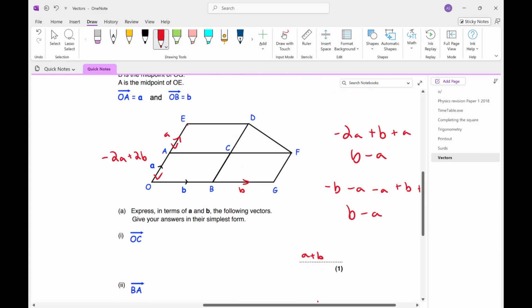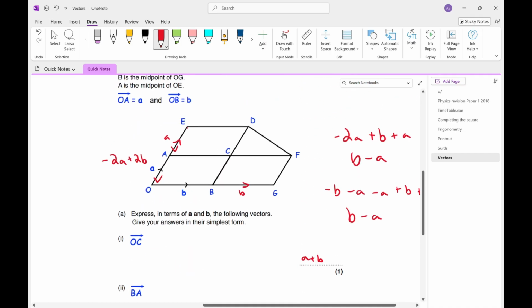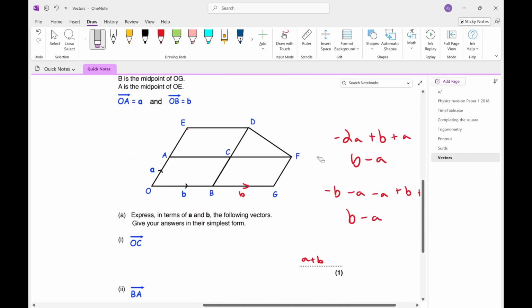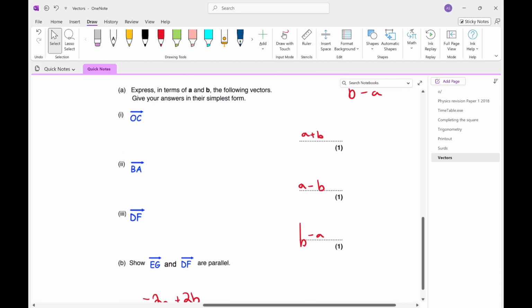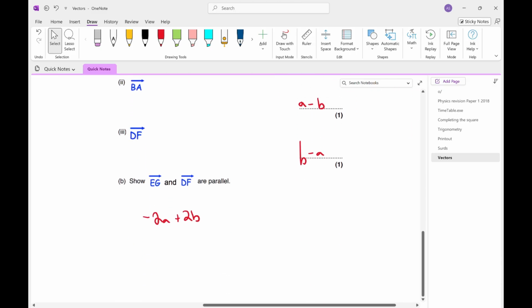And then for the next one, DF. Now DF, what is DF? We've already worked it out. B minus A.